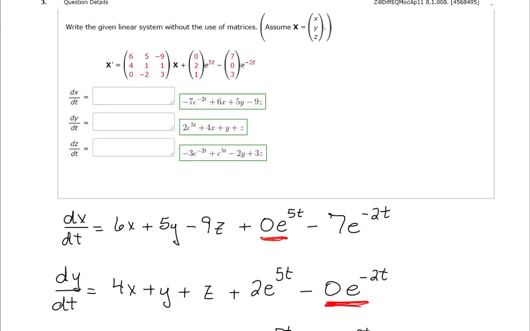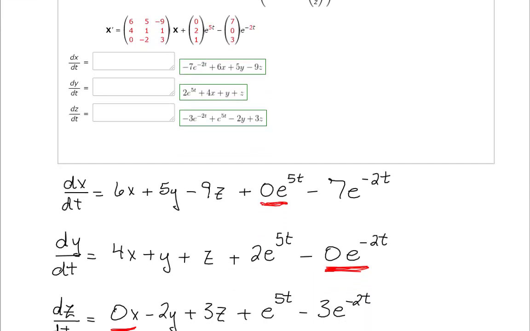Alright, so in question 3 here, they want us to put it back. So if we have it in this particular form, so here's my matrix AX, I've got this driving function on the right hand side. So I simply use the coefficients 6x, 5y, -9z, so got that, 0 e to the 5t, -7e to the -2t.